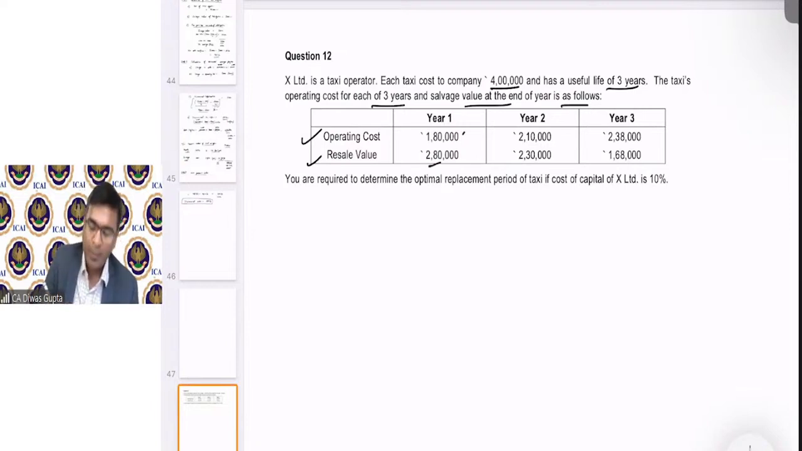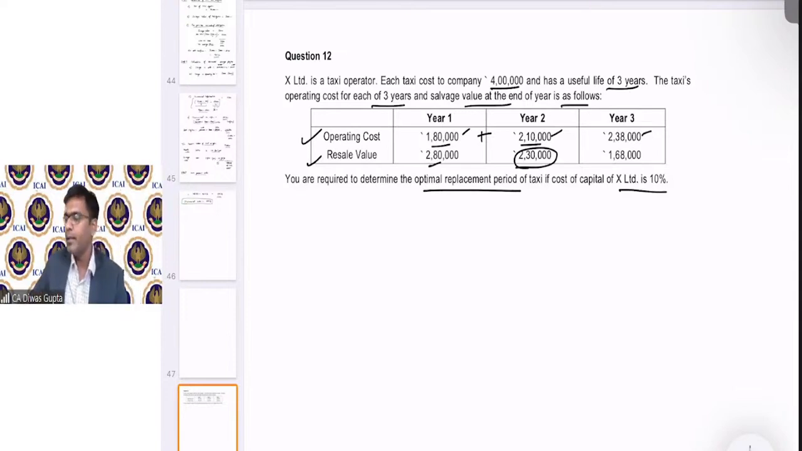However, we have to incur an operational cost of 1,80,000. Similarly, for year two, these are the operational costs, and if in year two we sell, we get 2,30,000. But cumulatively, we spend on the operating cost 1,80 plus 210. I hope the facts are clear. You are required to determine the optimum replacement period of the taxi if the cost of capital is 10%. Okay, students, I hope the question is clear at least.